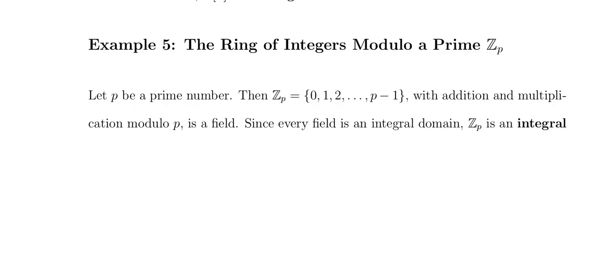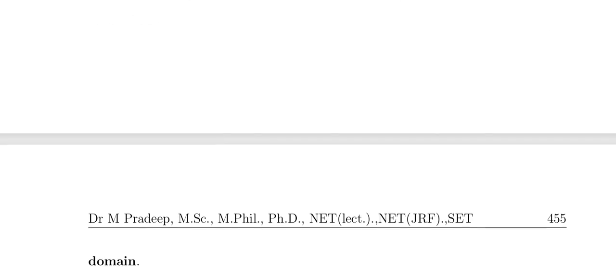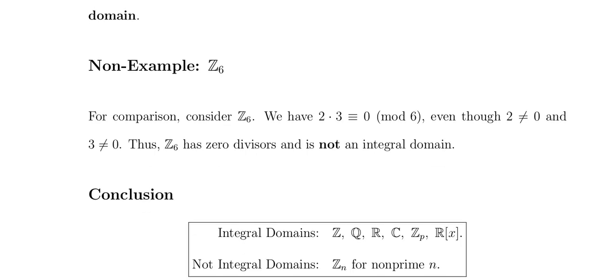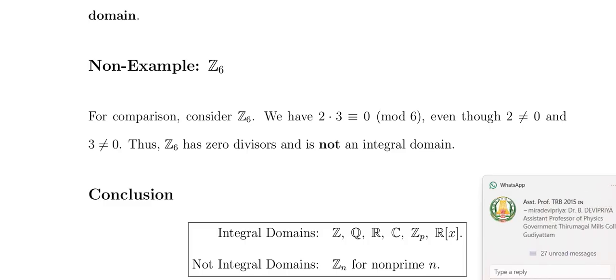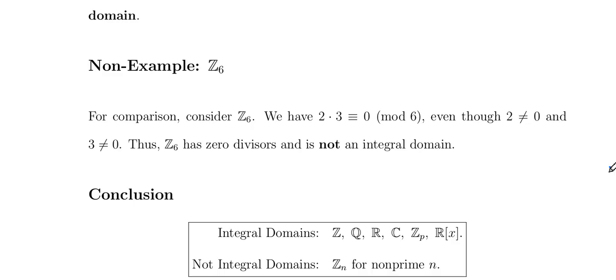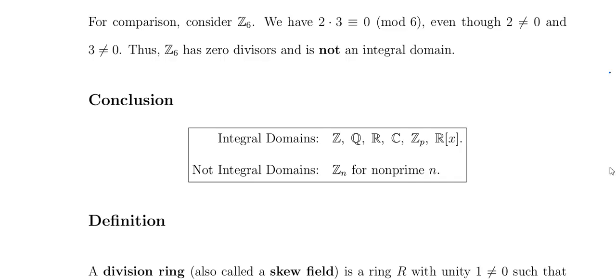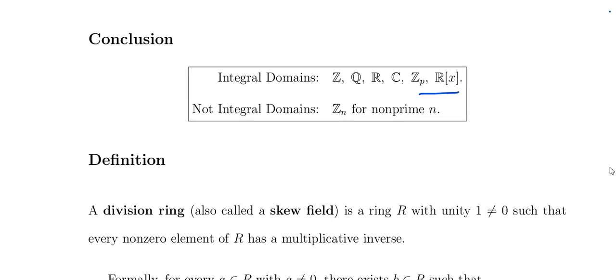The ring of integers modulo p is an integral domain only for prime p. For a composite number it is not an integral domain. So for prime p it is an integral domain, and Z6, for example, is not an integral domain because 6 is a composite number. So examples of integral domains are Z, Q or C, Zp, and R of x. Zn with n non-prime is not an integral domain.